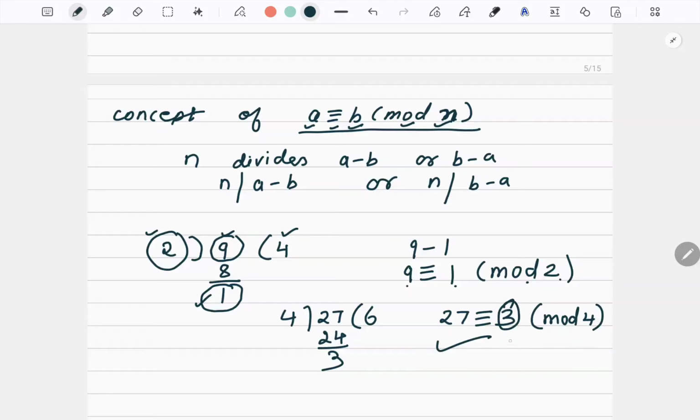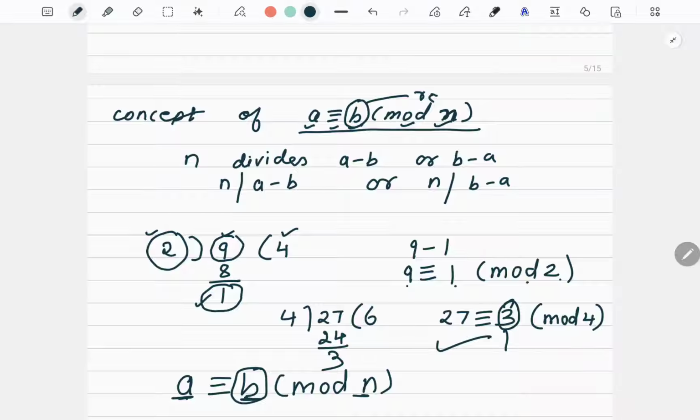This number B is nothing but the remainder. So when I write A congruent B mod n, it means that I want to divide A by n, but this B is the remainder. So if I subtract this B from A, it will become divisible. If this concept is clear in your mind, the questions will be smooth. Questions will be very simple for you.